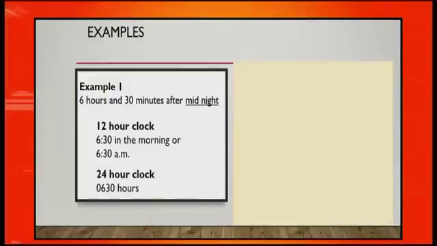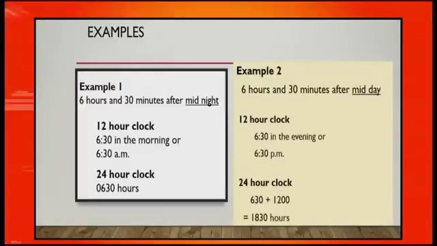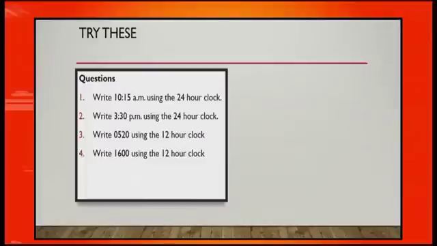Let us look at the same time indication, but this time after midday. 6 hours and 30 minutes after midday. On the 12-hour clock, it would be 6:30 p.m., afternoon, after the noonday period. And on the 24-hour clock, it would be the 12 hours for the midday plus 6 hours and 30 more minutes. So that would be 12 hours plus 6 more hours would give us 18 hours plus the 30 minutes. So that's 2 examples of using 6:30.